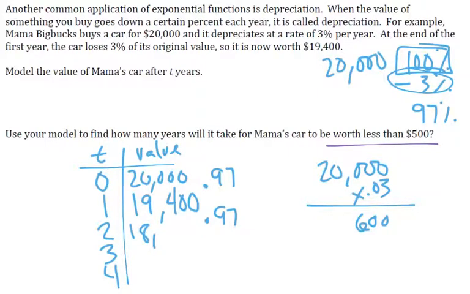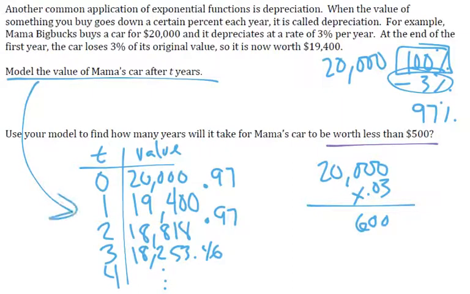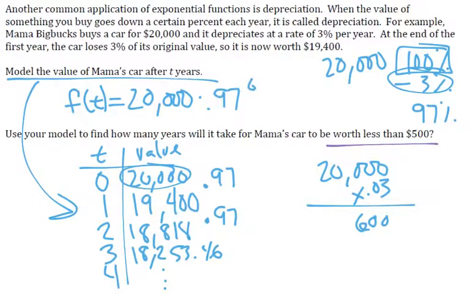So if we keep going with this model, we get 19,400, then 18,818, then 18,253.46, and so on. So there's a model. We could also make an equation again, right? f of t equals our starting number times 0.97 to the t. So now, how long is it going to take us to get lower than 500?